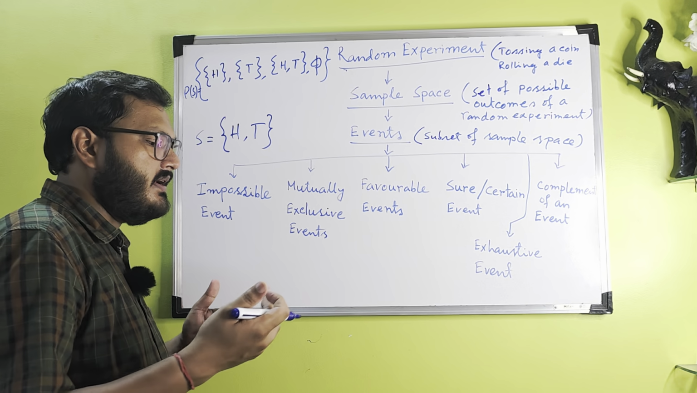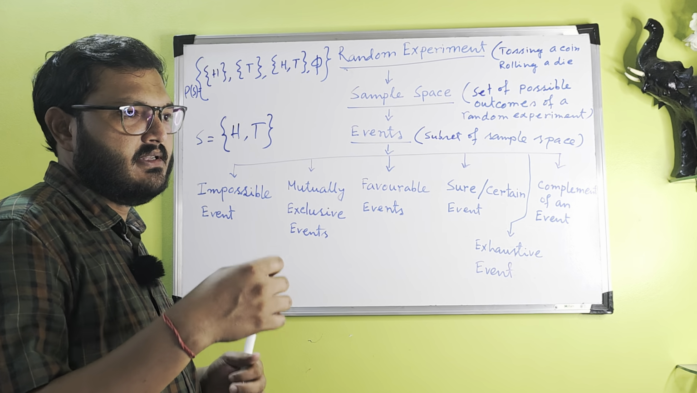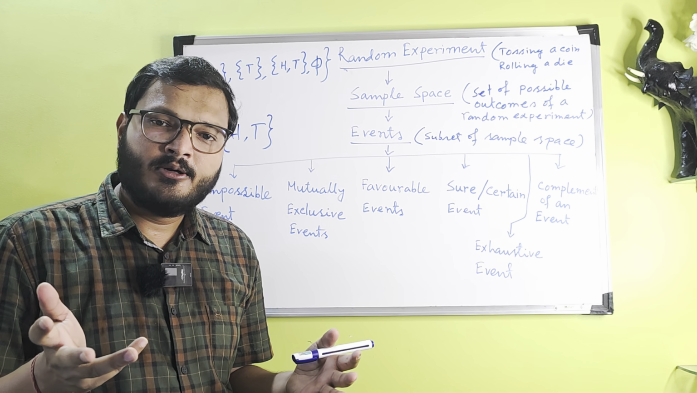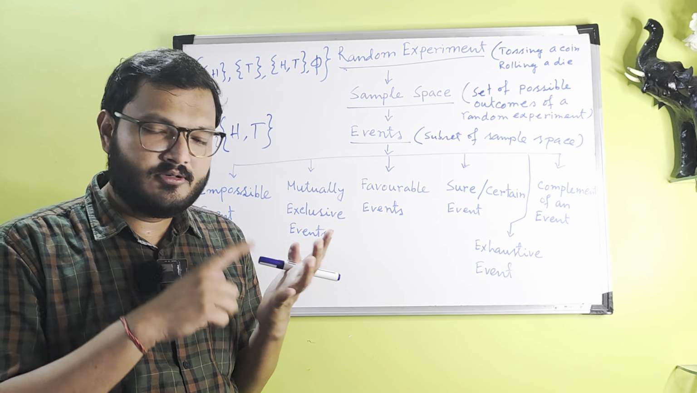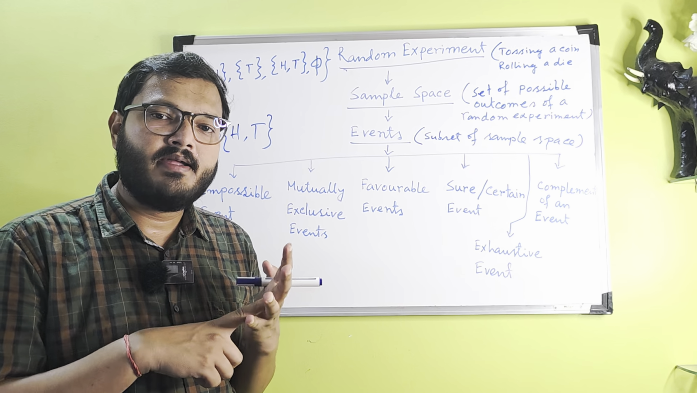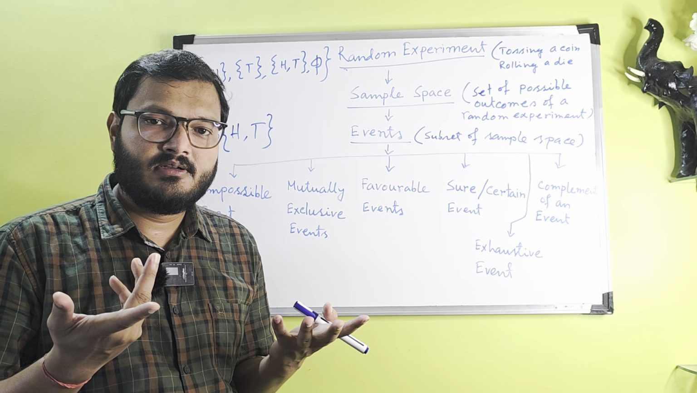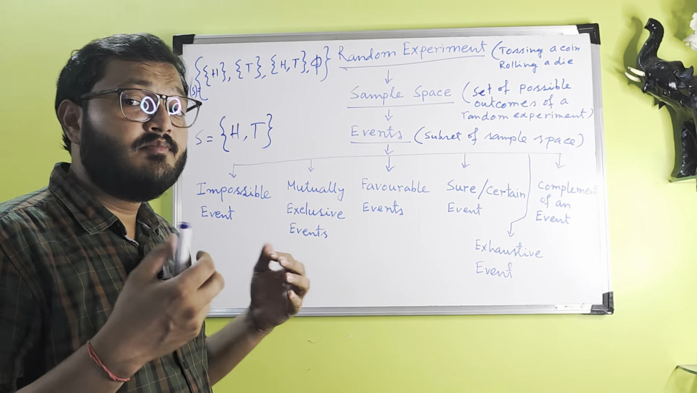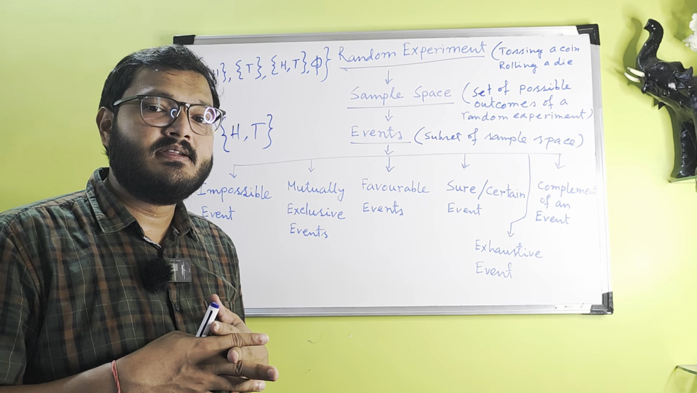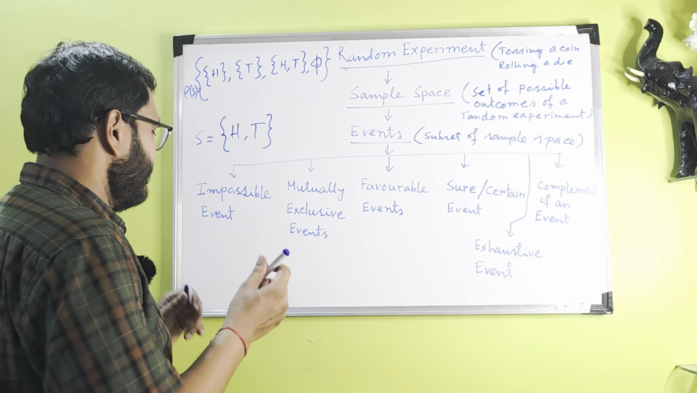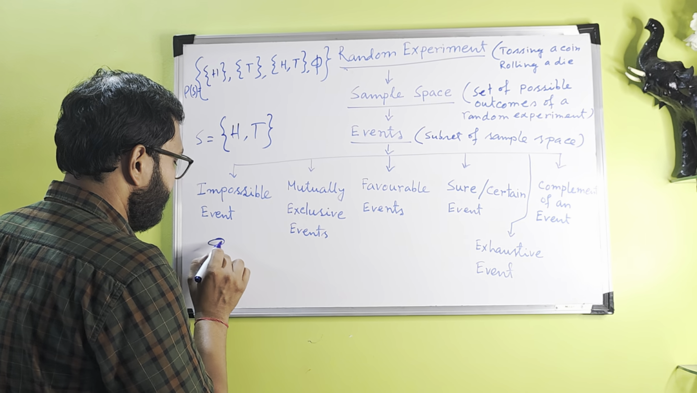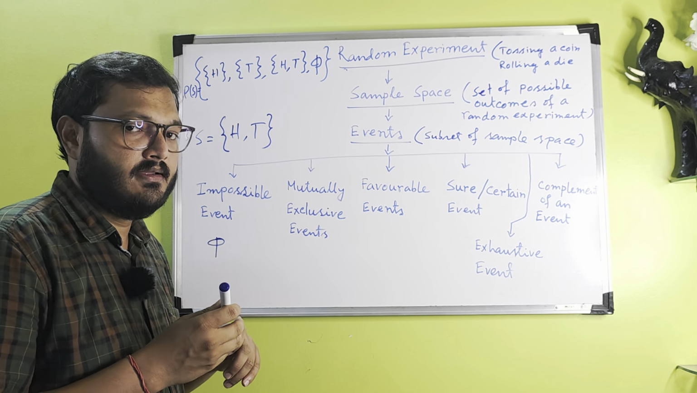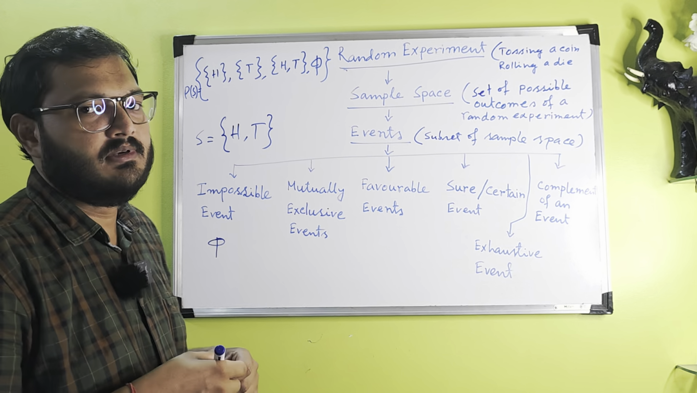Impossible event. It's a very good example. If you roll a dice, can you get 8? No. You will get either 1 or 2 or 3 or 4 or 5 or 6. You will not get 8. So getting 8 is an impossible event. An impossible event is denoted by phi.